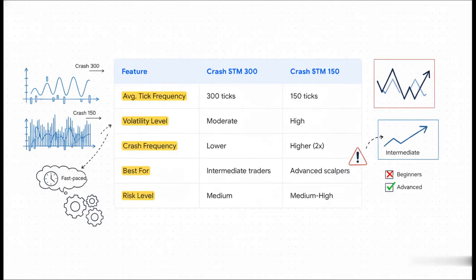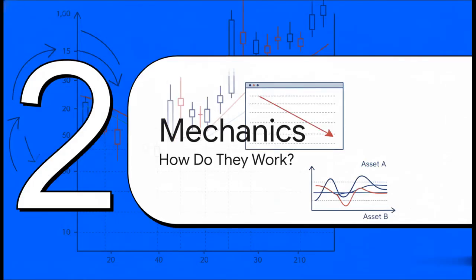Okay, now this is where things get really interesting, because this chart breaks down the key difference between the two. See the numbers in the name, 300 and 150? Well, that tells you pretty much everything you need to know. That number is the average number of small price movements, or ticks, that happen before you get a crash. So with Crash 150, you're getting a crash on average twice as often as with Crash 300. That makes it way more fast-paced and volatile. It's really built for more advanced traders, especially scalpers who are looking to jump in and out for quick, small profits.